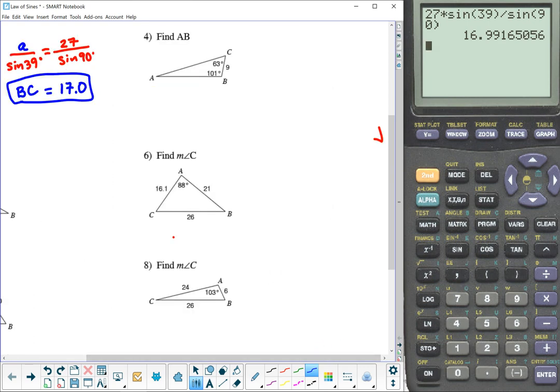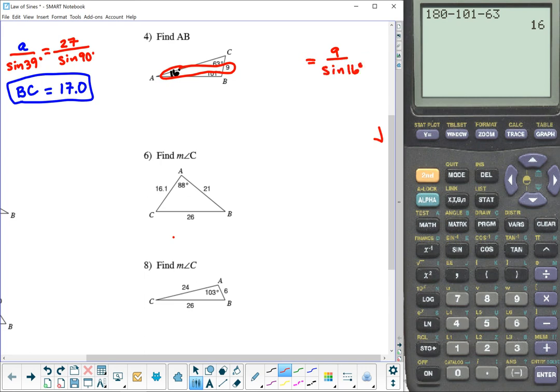Okay, this one right here looks like I don't need the other angle, so I'm going to go 180 minus 101 minus 63. That gives me 16 for my little angle over here. I will need to use the 16 and the 9 because they're opposite of each other, so I will set this up as 9 over sine of 16 degrees.